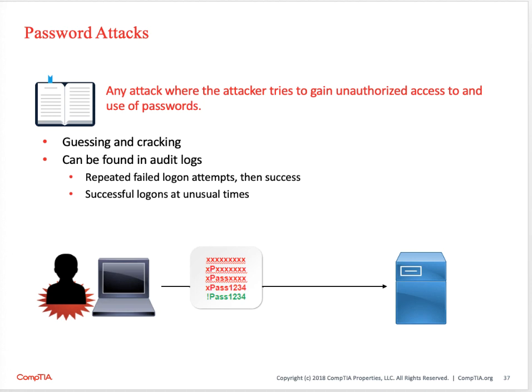And then successful logons at unusual times could be another indicator, right? Because hey, Betty does not work at 3 a.m. Her job is from 9 to 5, and she shouldn't be in the system at such and such a time, right? There's no way she's working from home, so that may indicate that you need to do a little bit more investigation.